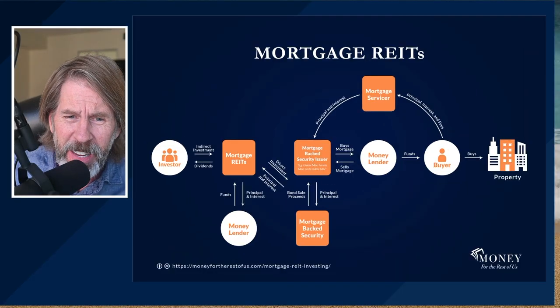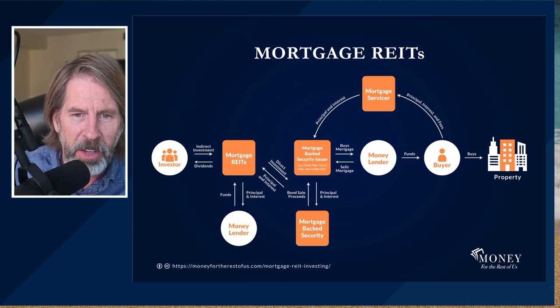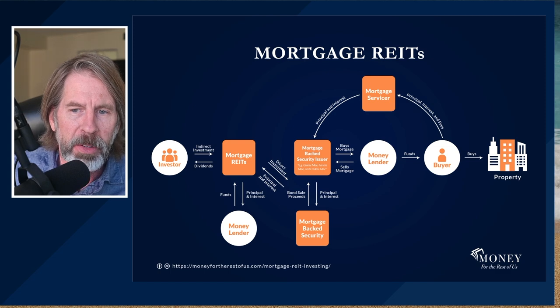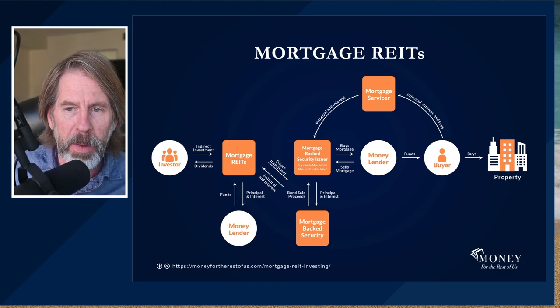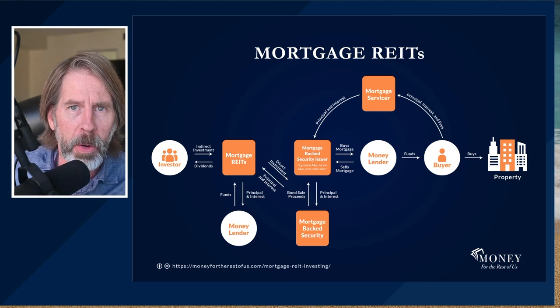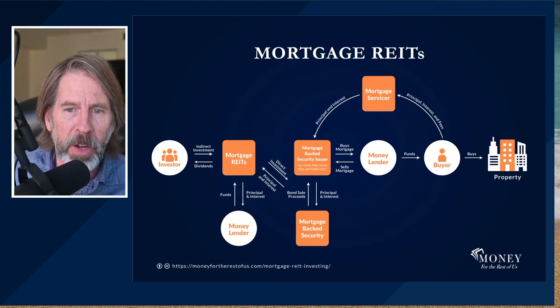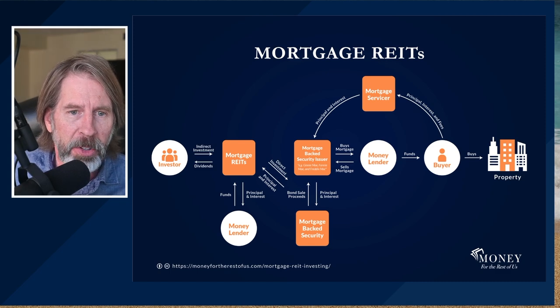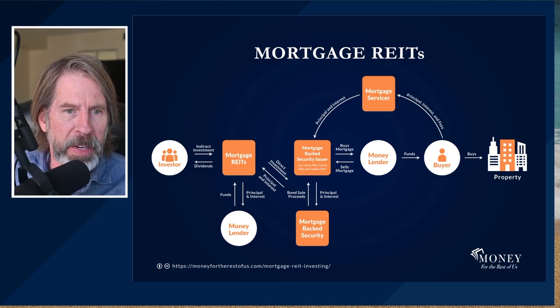Here's a graphic of a mortgage REIT. You can see it's somewhat complicated where you have an investor that invests directly in a mortgage REIT, and that mortgage REIT is borrowing money from some type of money lender, and then they're investing in mortgage-backed securities. Now, these mortgage-backed securities come from a buyer that buys a house, a property, and they borrow that money from a bank, and then that bank sells that mortgage to a mortgage-backed security issuer. There's also a mortgage servicer where the buyer of the home makes their payment to that mortgage servicer, and then that money flows to the mortgage-backed security issuer and then ultimately to the mortgage-backed security.